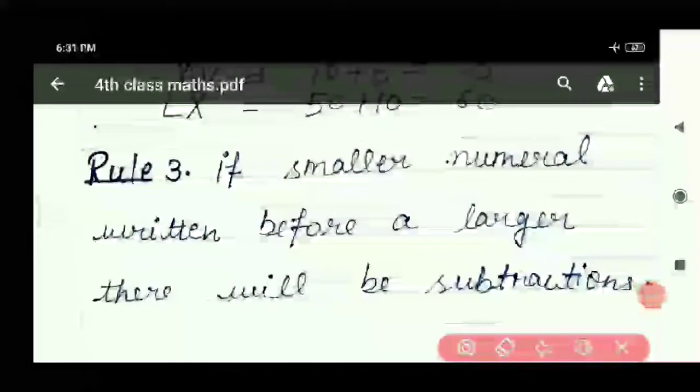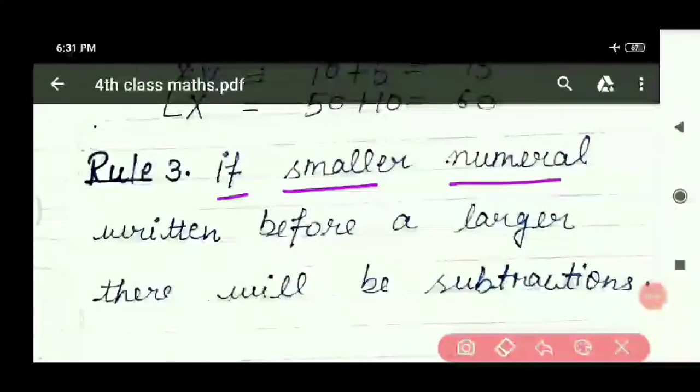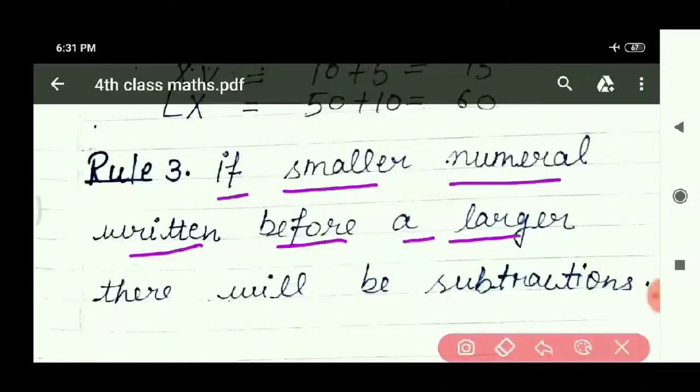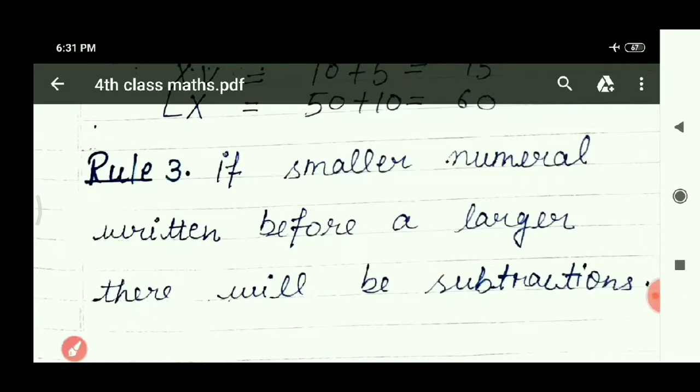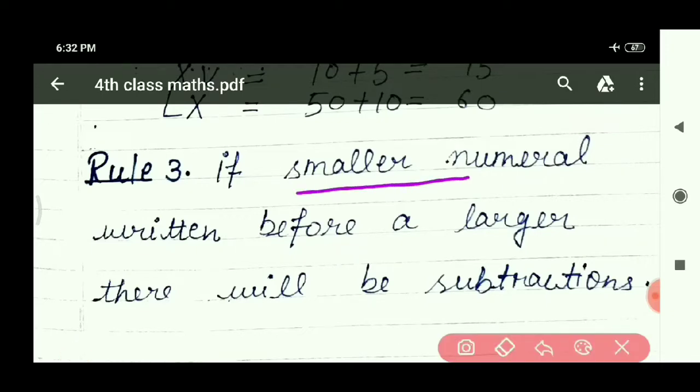If a smaller numeral is written before a larger numeral, then there will be subtraction. Got it? It is just the opposite of plus. When the larger numeral is written before and the smaller is after, there will be plus. And when the smaller numeral is written before but the larger numeral after, then there will be subtraction.